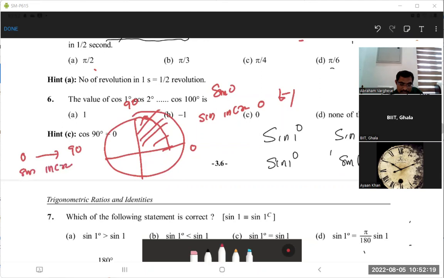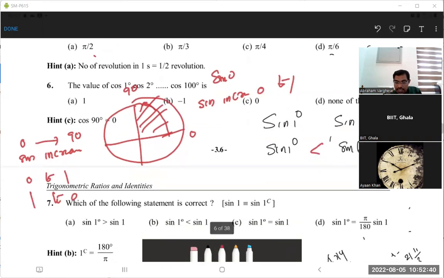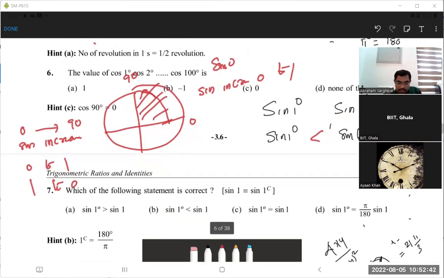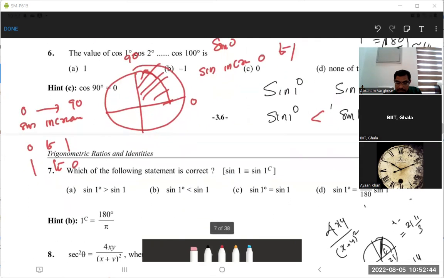Sine increases from 0 to 1. Similarly, cos value decreases from 1 to 0. And at 45, both will be same. Cos 45 and sin 45 will be same. Therefore, which is the answer? Sin 1 degree is less than sin 60 degree. Therefore, the answer is B. B is the answer for the question. Is it clear, students?